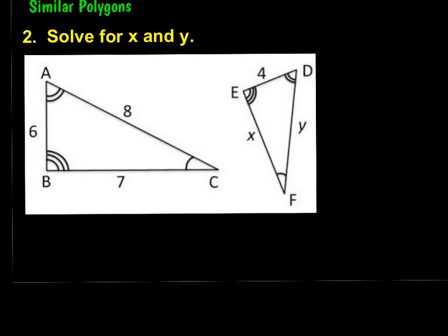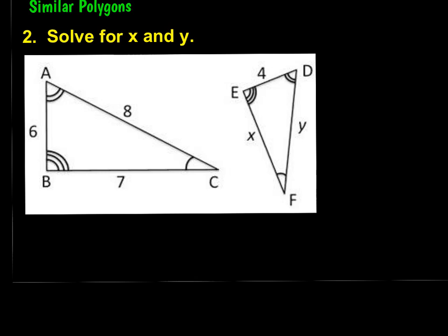Okay, on to problem 2. This time we have to solve for x and y. And we know that these two triangles are similar because of the angles. So if you have angles that are all congruent, so we have these two angles congruent, these two angles congruent, and these two, so corresponding angles that are congruent, you know that you have two similar shapes.